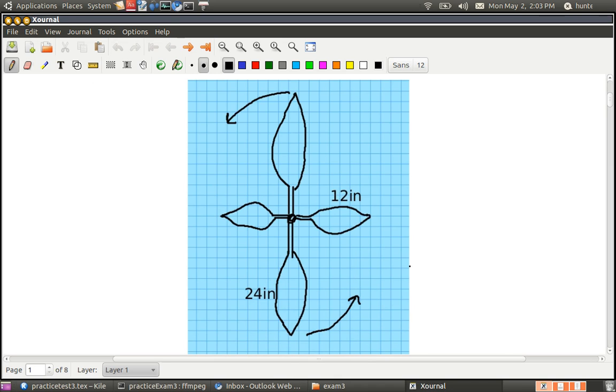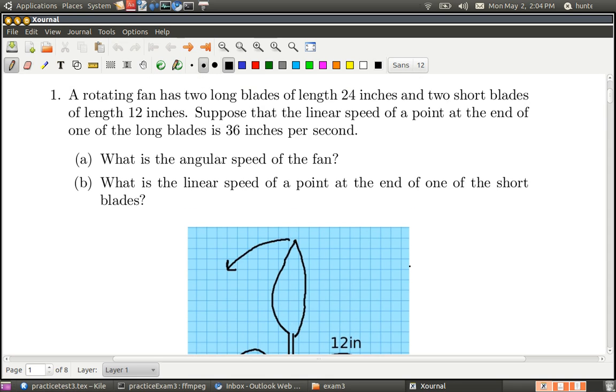So you have a fan, and it has 2 short blades and 2 long blades. And it's rotating, you can see there, in a counterclockwise direction. Okay, so what are we given? We're given that, suppose that the linear speed of a point on the end of one of the long blades is 36 inches per second. So that's like this point here, we're imagining that it's going forward.